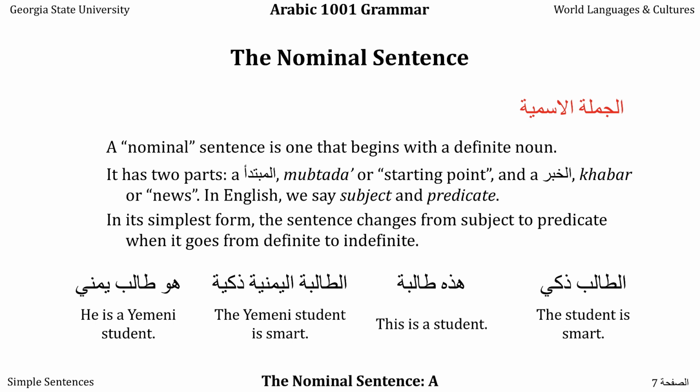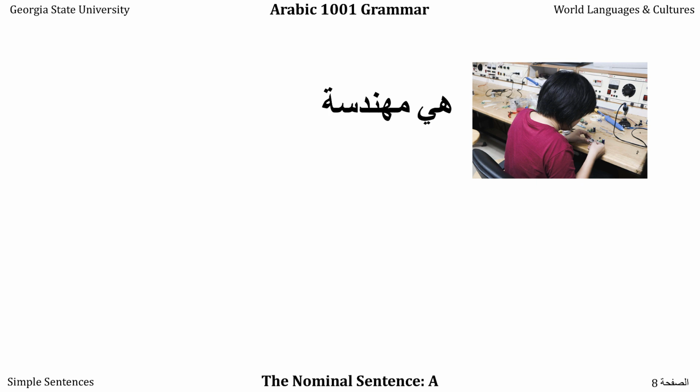Huwa here means he. It can also mean it. Pronouns are also definite by definition. So huwa is definite, and then talib and Yemeni are indefinite. So we know that the is goes between huwa and talib. He is a Yemeni student. Hiya, like huwa, is definite by definition because it's a pronoun. Muhandasa is indefinite, so this is a sentence. We go from definite to indefinite and say she is an engineer.